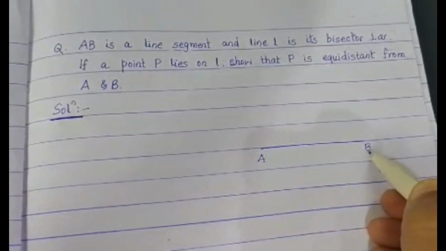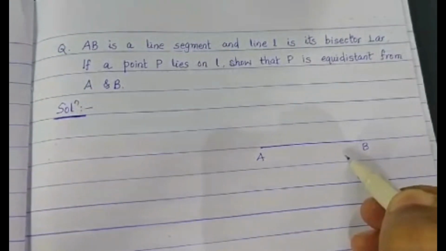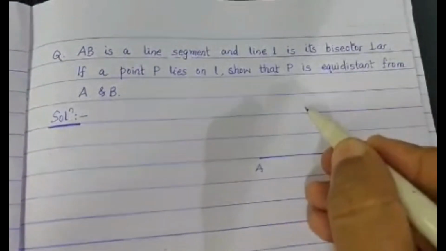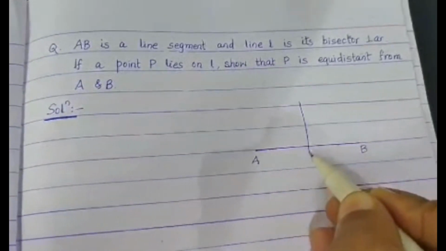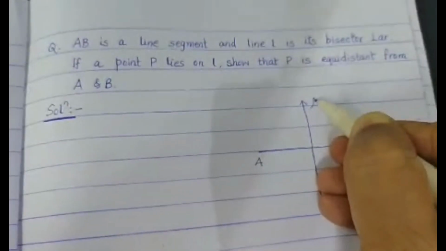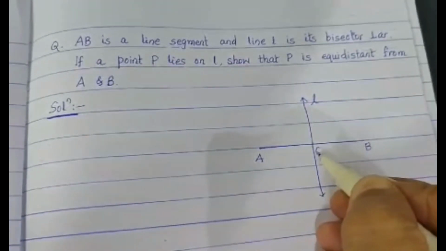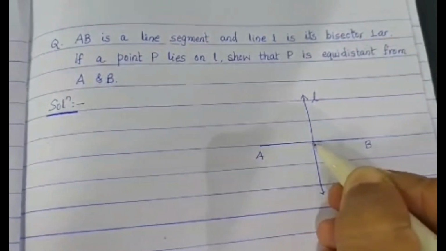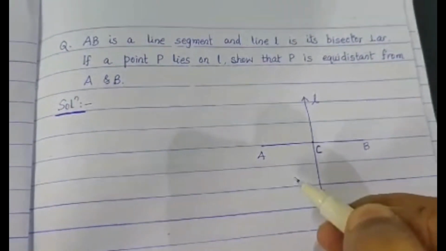AB is a line segment, and line L is its perpendicular bisector. So it is like this, the perpendicular bisector. Let us suppose it is meeting here at point C.